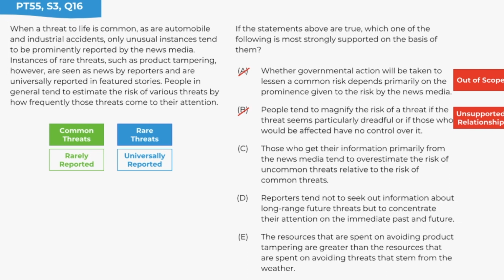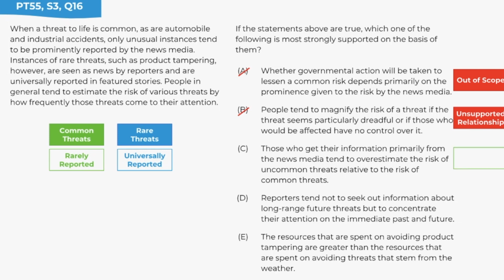If you look at answer choice C, those who get their information primarily from the news media tend to overestimate the risk of uncommon threats relative to the risk of common threats. So they're overestimating the uncommon or the rare ones, which are those that are reported. This is very close to what we anticipated. Let's hold on to answer choice C and see what we get in D and E.